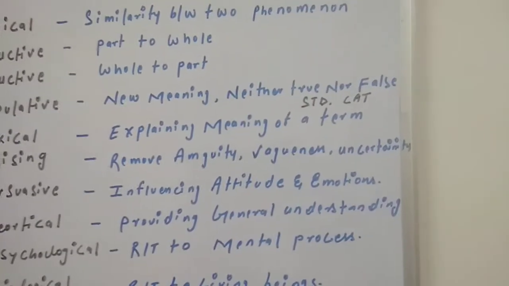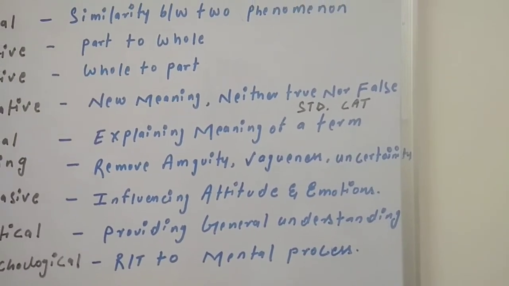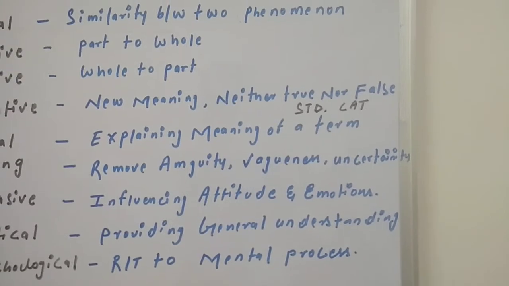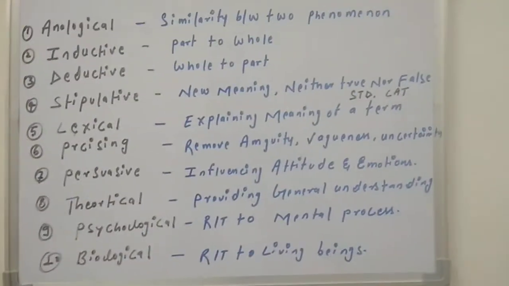Second example, if I say CAT, we often say Common Admission Test. But if I say CAT means come at time, I gave a new definition for that. So that is known as a stipulative definition.